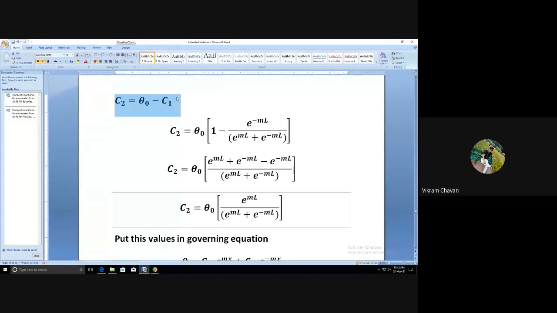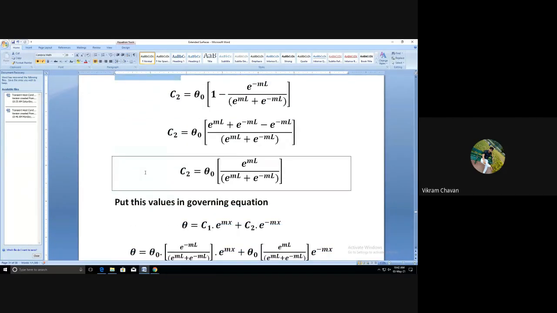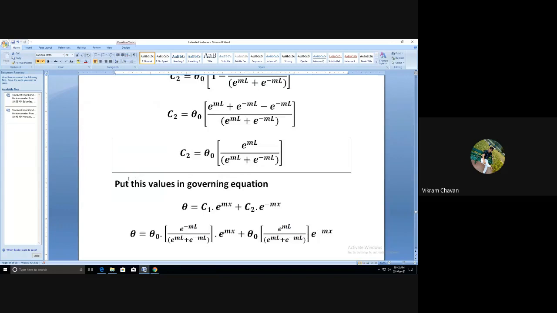Over. So now we have determined C1 and C2, that is nothing but the constants in the governing equation. So just put those constants in the governing equation, and we have to perform some mathematical operation. Then we will get the temperature distribution equation easily. So put these values in the governing equation.